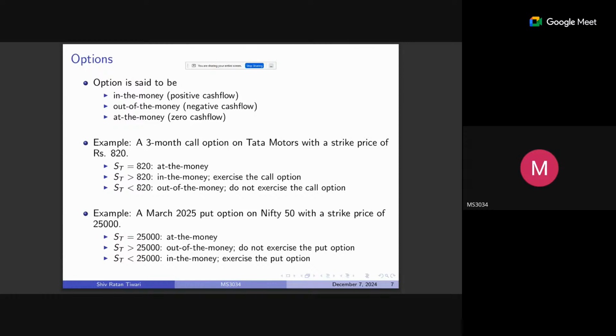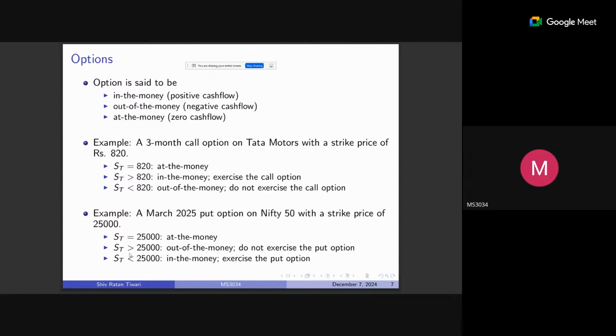Similarly, we can evaluate the put option also. If the index value is the same as the strike price, then it is at the money. If you exercise, it will not give you any cash flow, it will be zero. Selling in the market and exercising your option will give you the same cash flow, so there is no value. But in the second case, if you have a put option and the index value in the market is more than 25,000, then you will have negative cash flow by selling at 25,000, because you can sell it for a higher value in the market. So there is no point in exercising your put option.